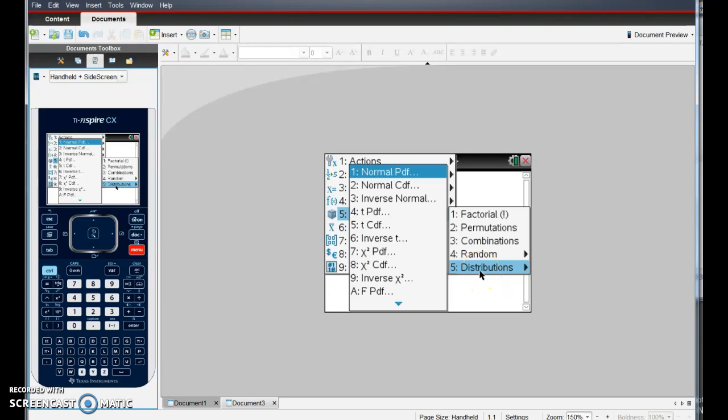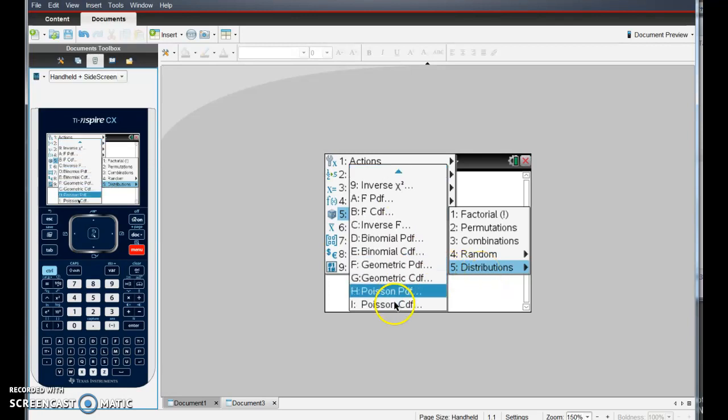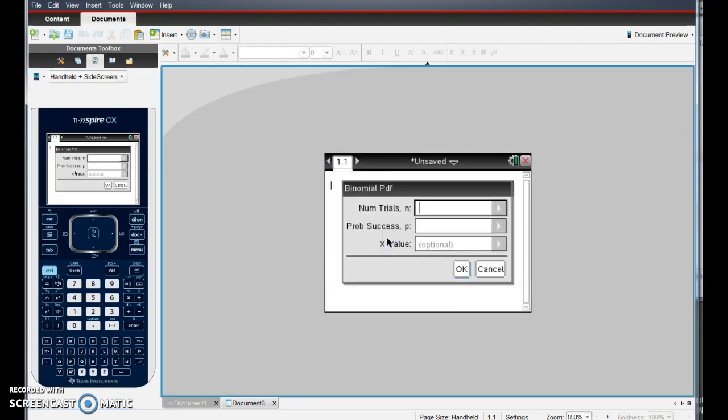Your distributions will appear to the left, but you need to go down past what they're showing you to binomial PDF and binomial CDF. We're going to start with binomial PDF. This finds the binomial distribution at a single point. I always say P is for point, or for a specific X value. And you just need to fill in what they're asking for.